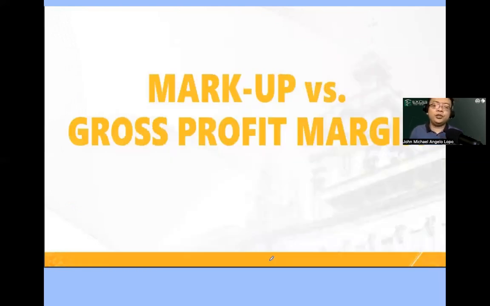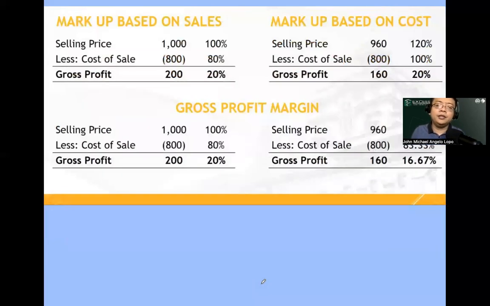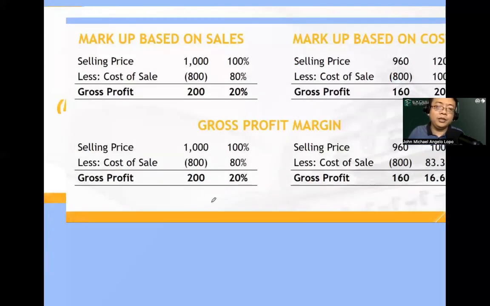Okay, markup versus gross profit margin. Markup refers to the difference between the selling price of the goods or service and its cost. It is expressed in terms of the percentage of cost or based on sales. On the part naman of your gross profit, it refers to the difference between the product selling price and its cost, and it is a percentage of revenue. Sige, class, huwag na ito i-discuss, hindi siya part.